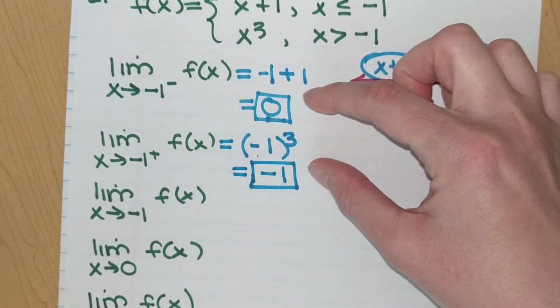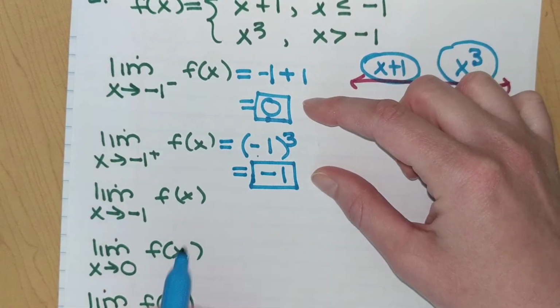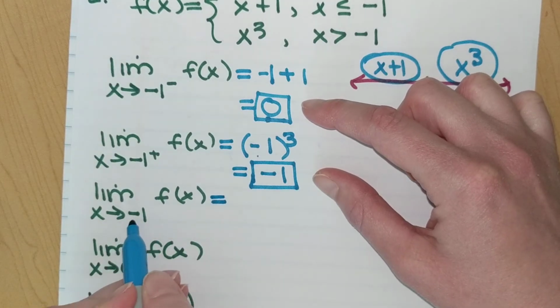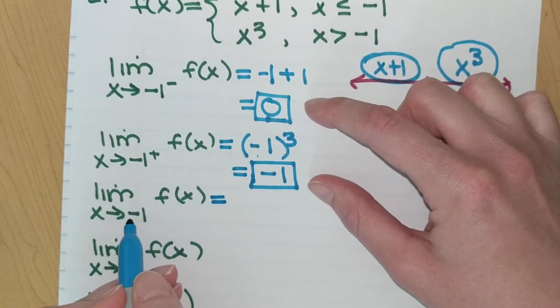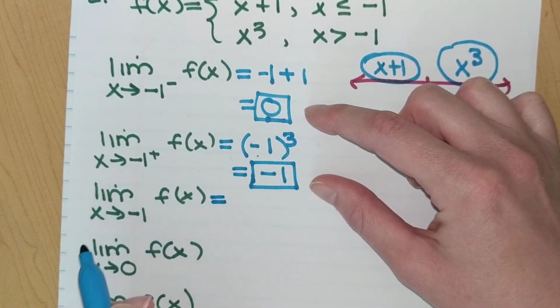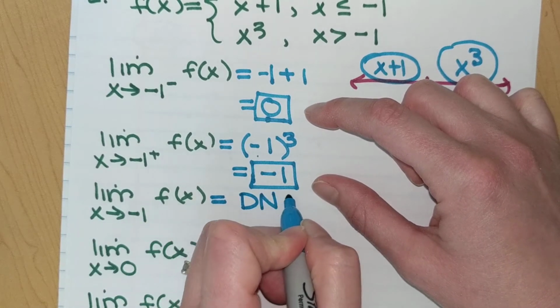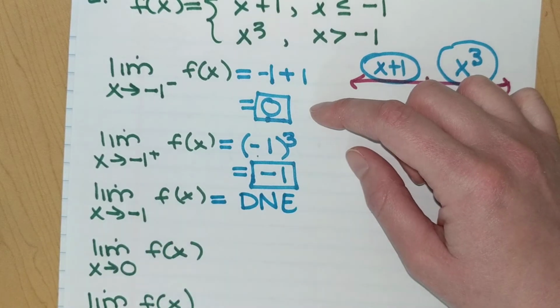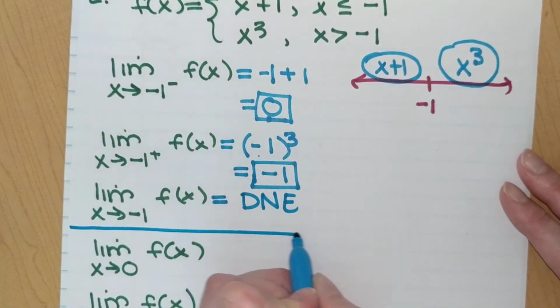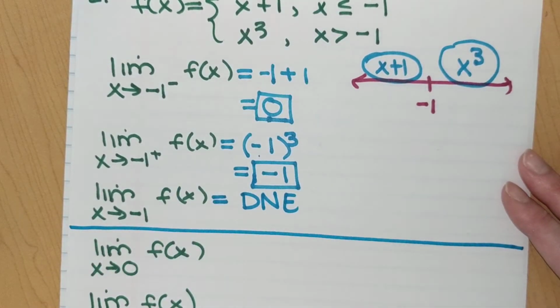Now, when you see that these two one-sided limits are not the same, that tells you that on this third part, when they ask for the two-sided limit, it will be does not exist. And that's because these are not the same. Okay, so those three limits are very much connected to each other.